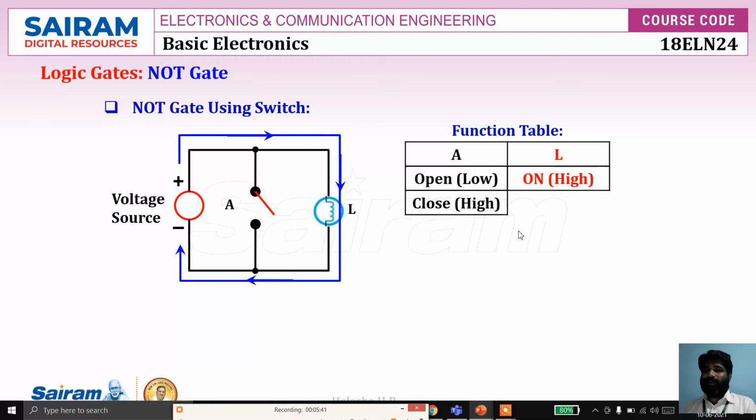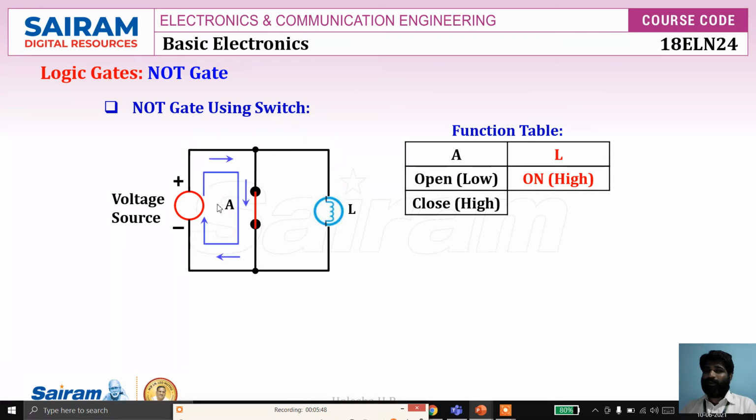And if A is closed, what happens? The voltage will flow within this loop, so current will not flow to the bulb. The bulb will be off, the lamp will be off. So if A is 1, L is 0. This is the implementation of the NOT gate using a simple switch. The switch A is the input, the lamp is the output. If it is closed, the lamp is off. If it is open, it is on.